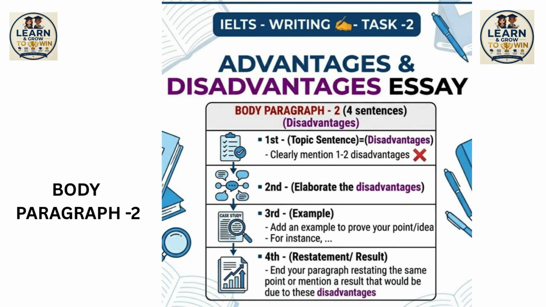Okay, as explained previously, the second body paragraph is to present the ideas related to disadvantages. Here too, we follow the same strategy explained, the format of 4 sentences. As I said before, the first sentence of the body paragraph should be the topic sentence. It should present the main idea of the whole body paragraph. That's why it becomes a topic sentence. So here too, we present only the disadvantages in this second body paragraph's topic sentence.